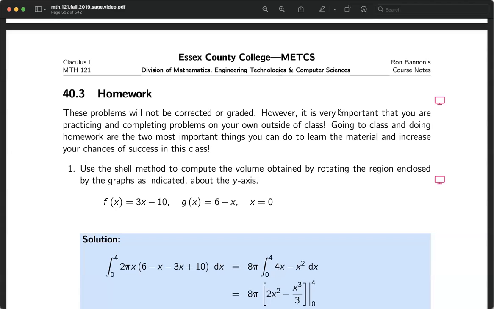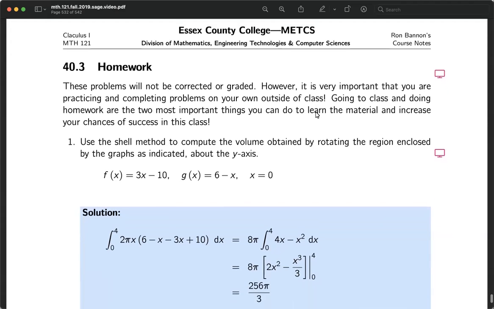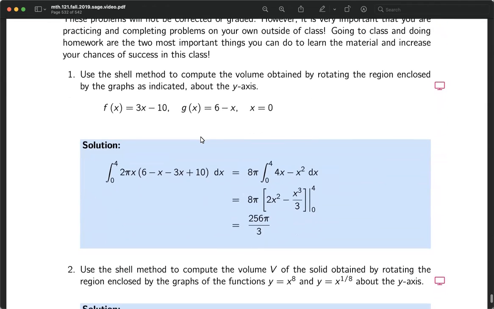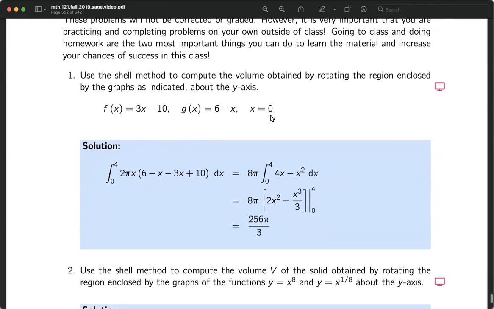Okay, we're in section 40. It's the homework. We're going to do the homework, and I'll do each problem separately, certainly. My goal here is to read the problem and follow the steps that are necessary in doing the problem.